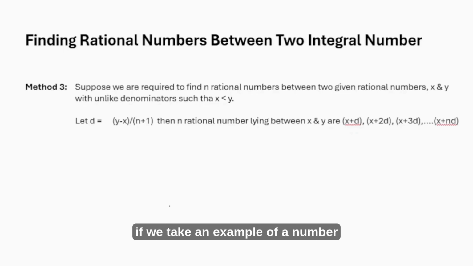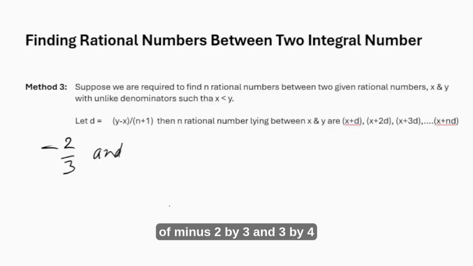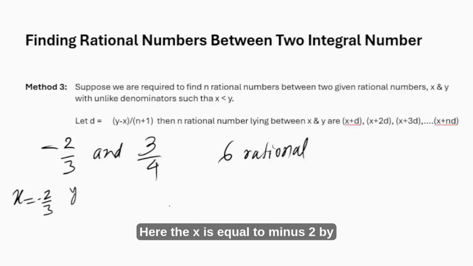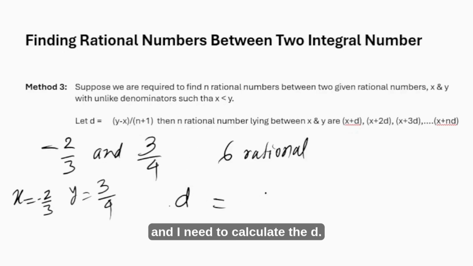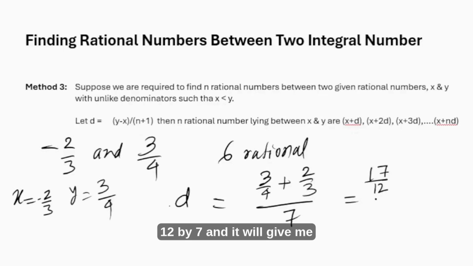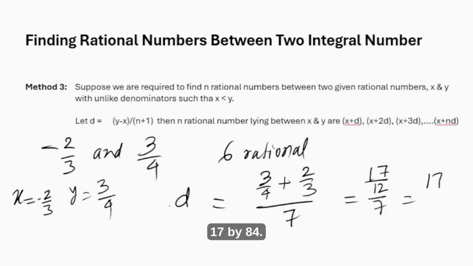Now for example, if we take the numbers minus 2 by 3 and 3 by 4, and we need to find 6 rational numbers in between minus 2 by 3 and 3 by 4. Here x is equal to minus 2 by 3 and y is equal to 3 by 4. And I need to calculate d. Here d will be 3 by 4 plus 2 by 3 divided by n plus 1, which is 7. So it will give me 17 by 12 by 7, and it will give me 17 by 84.